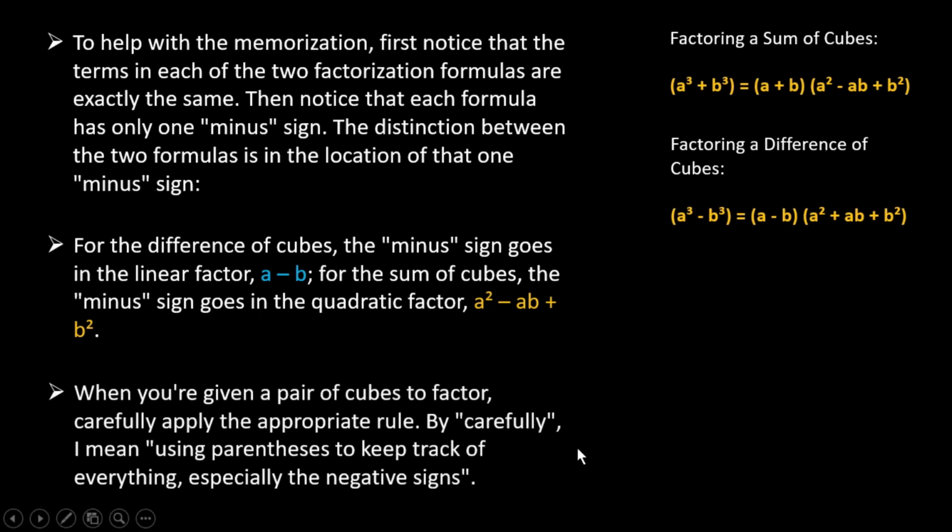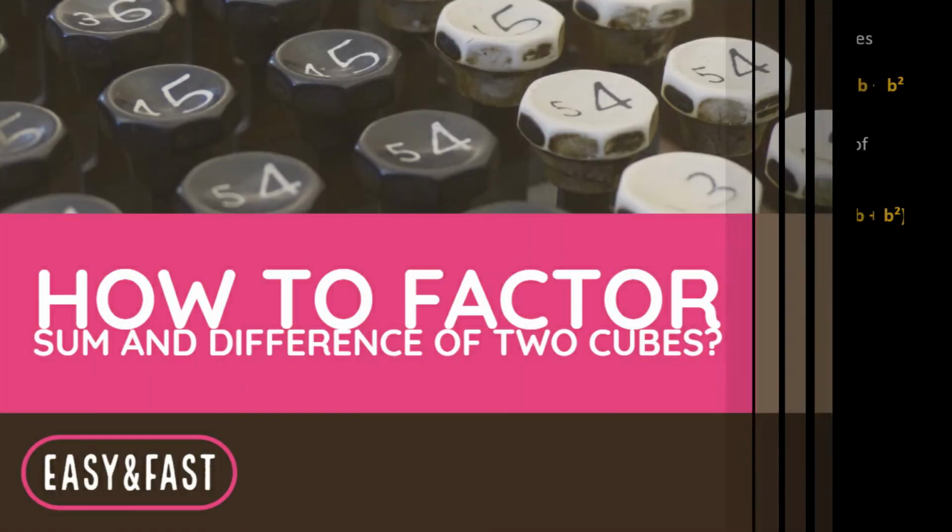When you're given a pair of cubes to factor, carefully apply the appropriate rule. By carefully, I mean using parentheses to keep track of everything, especially the negative sign. So, pag plus, ito yung gamit. Pag minus, ito naman yung gamit. So, para mas lalo nyong maintindihan ang mga sinasabi ko dito, magbibigay ako ng halimbawa.